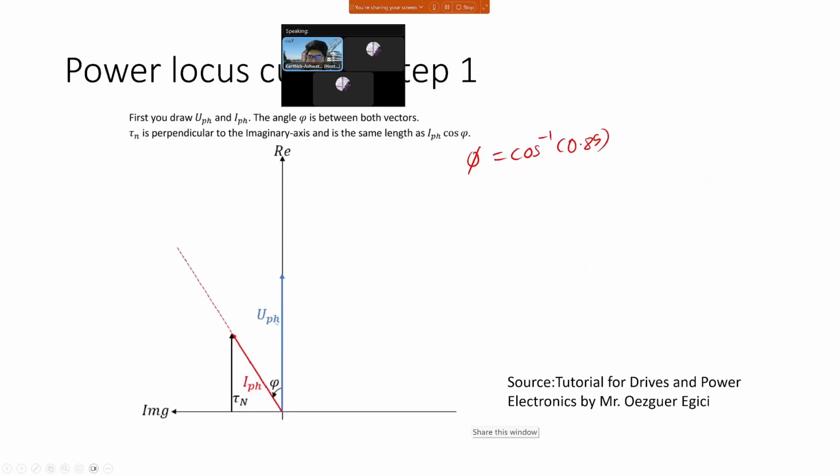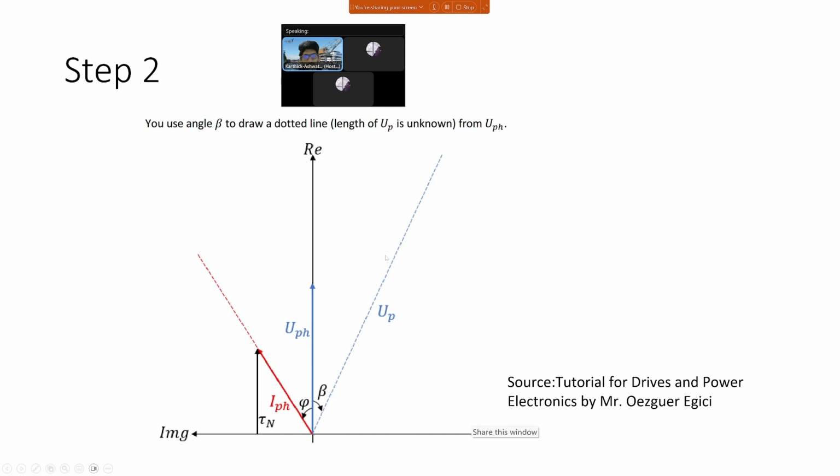So we are marking that U phase is marked vertically, I phase is marked to the left or anti-clockwise to U phase with this angle phi, which we are getting from cos inverse of 0.85. The vertical component of I phase is the nominal torque, that is marked like this. Okay. Next step is to draw the pole wheel voltage. This UP is at an angle of beta from the phase voltage.